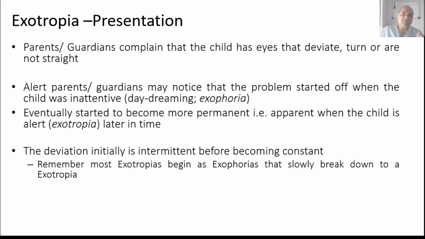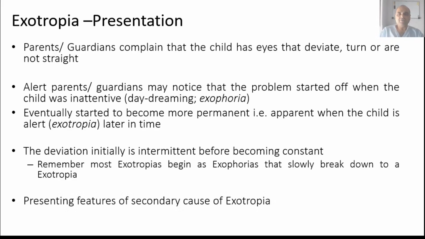And that is again because the phoria is converting into a tropia and hasn't fully converted. So sometimes the child's eyes are straight when he is alert, and sometimes the child's eyes are deviated when he is alert. And that is basically called an intermittent exotropia. And that happens because the phoria hasn't completely converted into a tropia and is still in an evolutionary or development phase. And if you have a secondary type of exotropia, obviously you will have features of the secondary cause of exotropia as well in your patient.